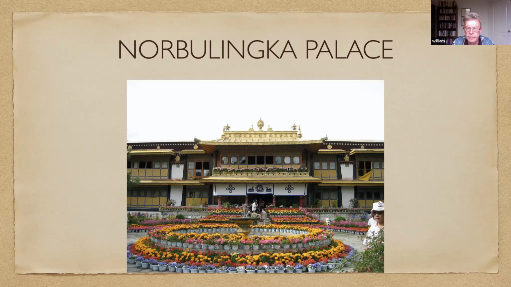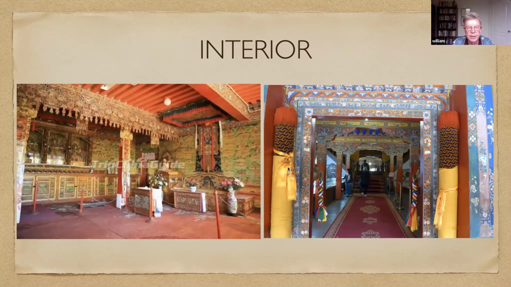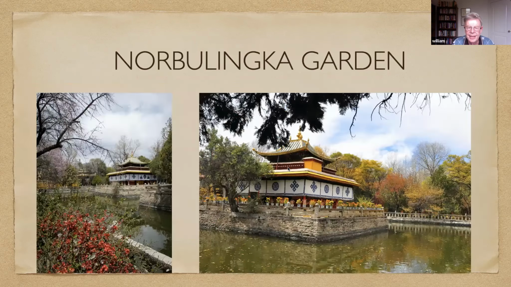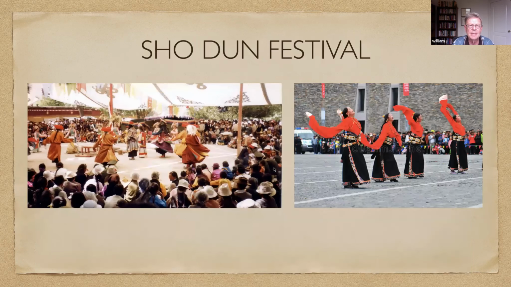This palace is a World Heritage Site. It's a museum. Here's some of the interior. And it's also surrounded by beautiful gardens. It's a hub of entertainment and various festivals. For example, every year there is the Shoton Festival, commonly called the Yogurt Festival. It's celebrated in the summer, usually in mid-August.